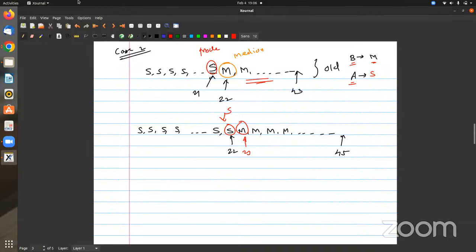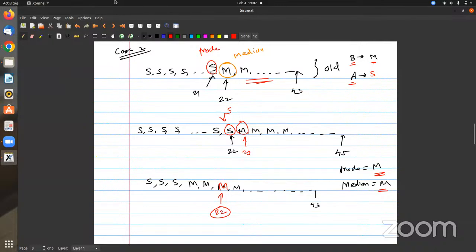Okay. So we'll think about one more scenario. Let's say S is not my mode. I'm saying the mode is M, and the median is also M. So the median will start from here and it will go somewhere. Let's say here it's 43, and now I'm saying that this is the 22nd observation where this is medium. Okay, and I'm saying that the mode is also M and the median is M.